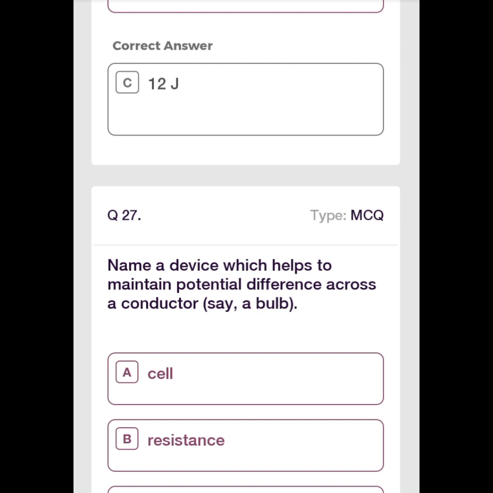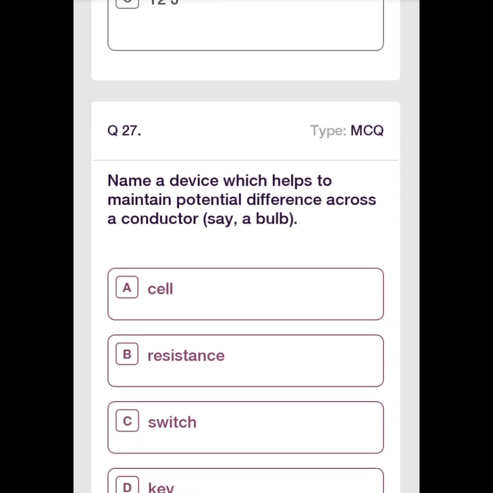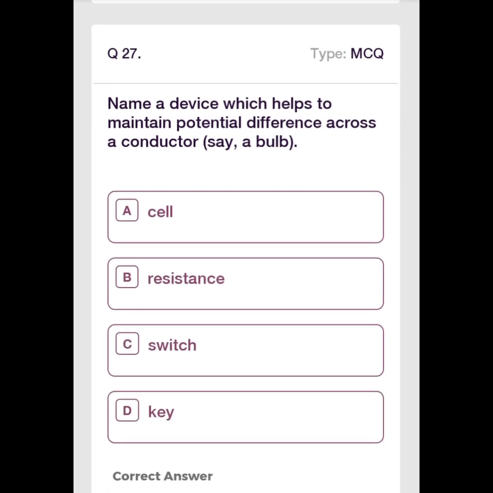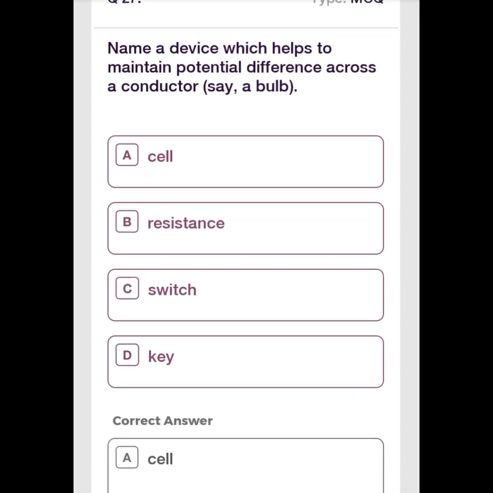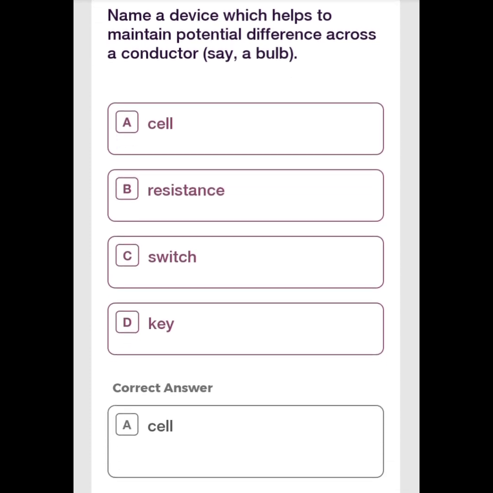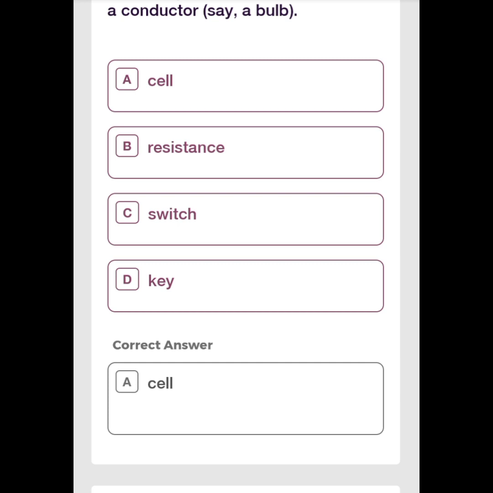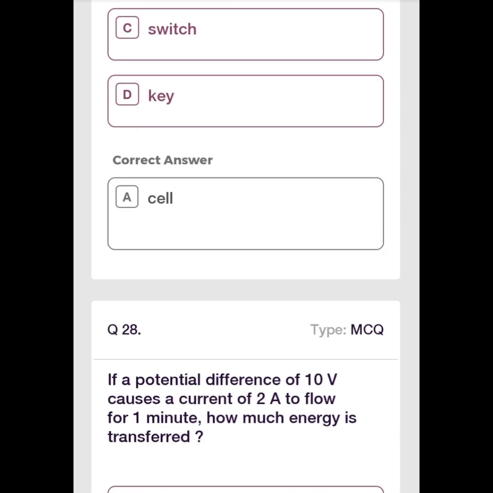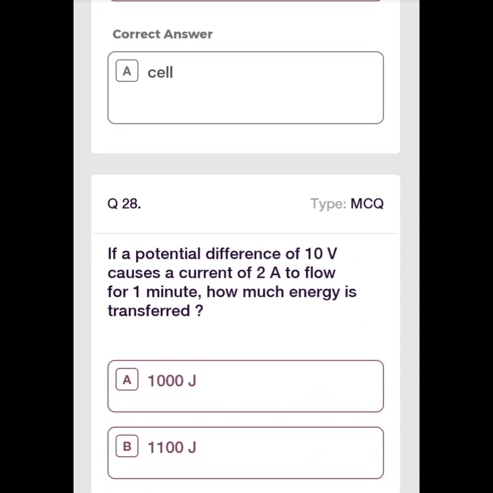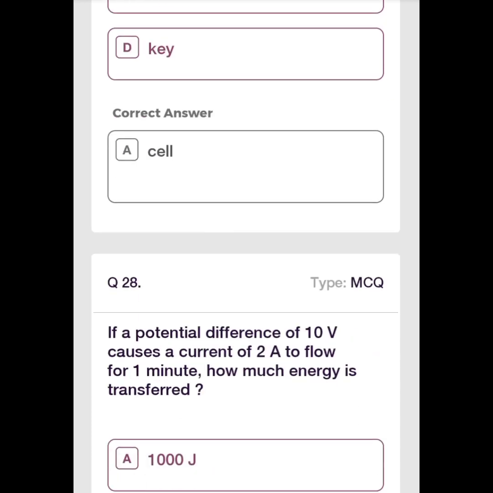Next question. Name a device which helps to maintain the potential difference across a conductor. Cell, resistance, switch, key. Which one? Cell. Correct answer is cell. Okay. Fine. So we don't have the option battery or DC generator. So among the given options we need to choose the correct answer.